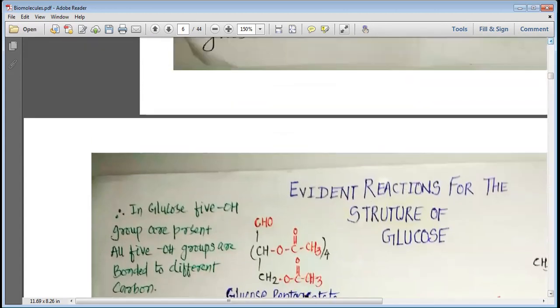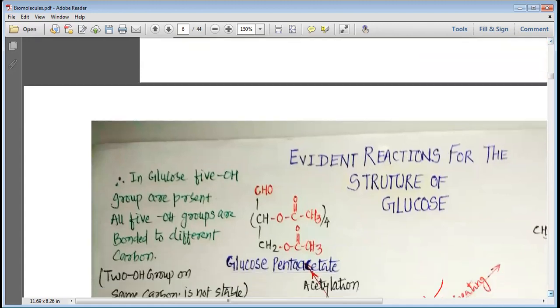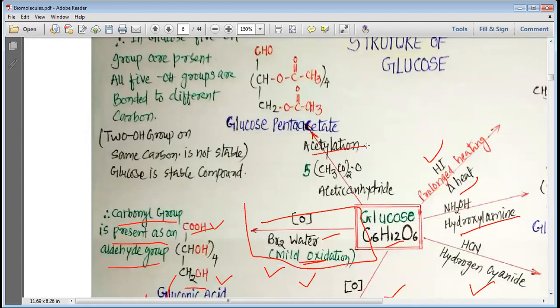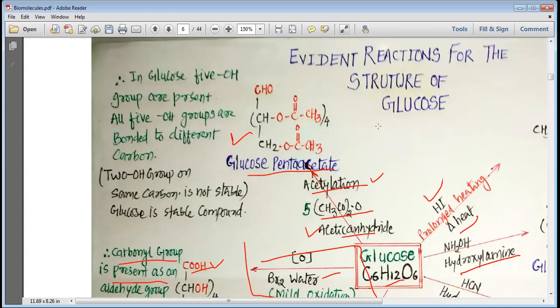In the same way, my dear students, when glucose is subjected to the process of acetylation, we use acetic anhydride. When glucose undergoes acetylation, 1 mole of glucose requires 5 moles of acetic anhydride and produces glucose pentaacetate. That means 5 acetic anhydride molecules are utilized for the acetylation, and that is why we can say that in glucose we have 5 OH groups present.